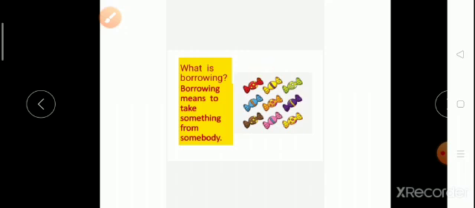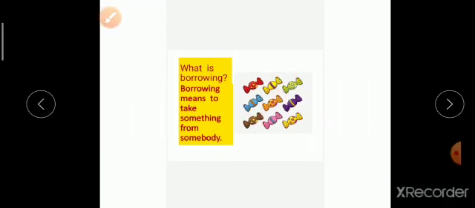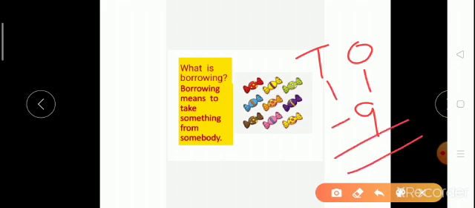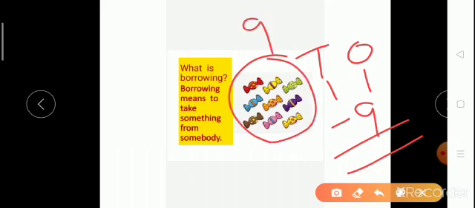Count it. 1, 2, 3, 4, 5, 6, 7, 8, 9. So my dear students, how many toffees are there? There are 9 toffees. So for example, there are 9 toffees, and I ask you to give me 11 toffees. So what will you do? There are 9 toffees. How many toffees are less?